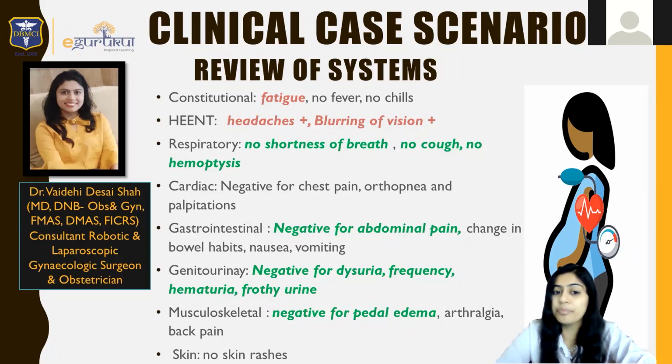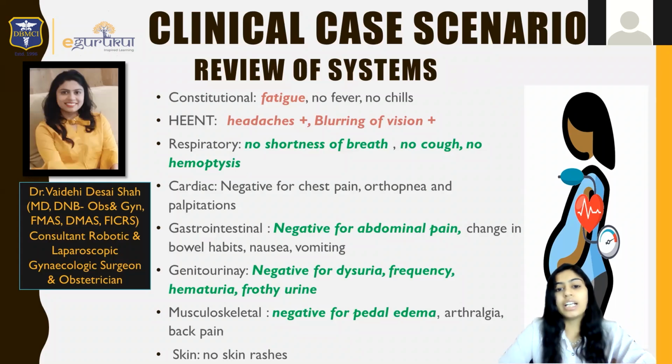The cardiac system was negative for chest pain, orthopnea, and palpitations. So we are ruling out any heart disease. The gastrointestinal system was negative for abdominal pain, change in bowel habits, and nausea, vomiting. The genitourinary system was negative for dysuria, frequency, hematuria, frothy urine. The musculoskeletal system was negative for pedal edema, arthralgia, back pain, and the skin had no rashes, no bruises, right?